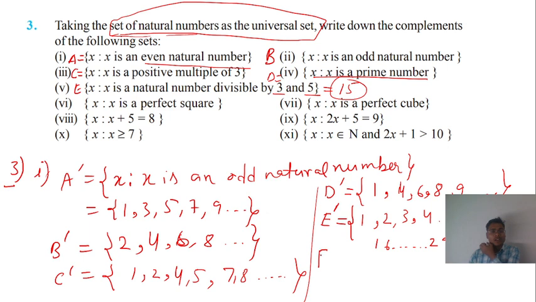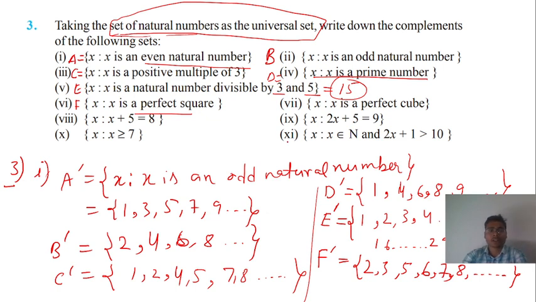That is E complement. Then we have to find F complement. F is the set of perfect squares. So you can write x such that x is not a perfect square. Which are not perfect squares? 2, 3, 5, 6, 7, 8, and so on. These are the numbers which are not perfect squares.